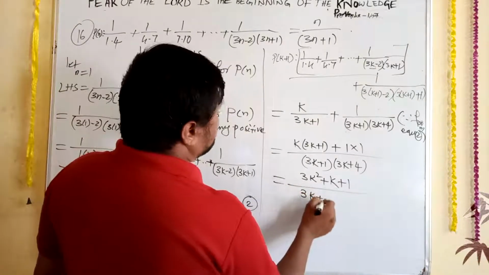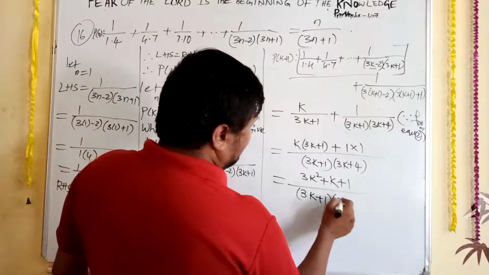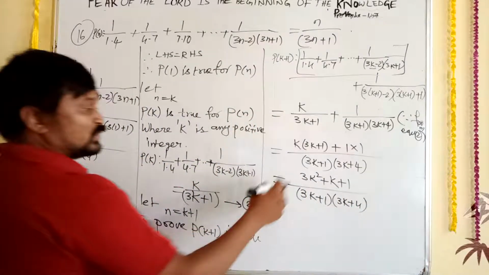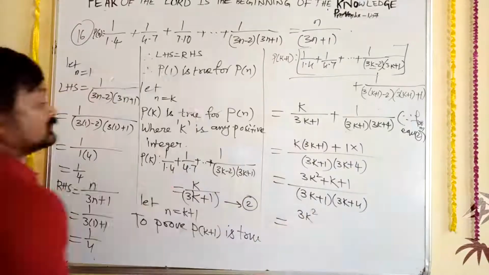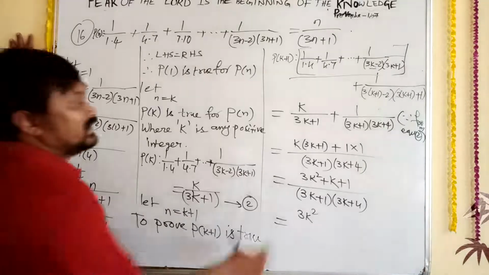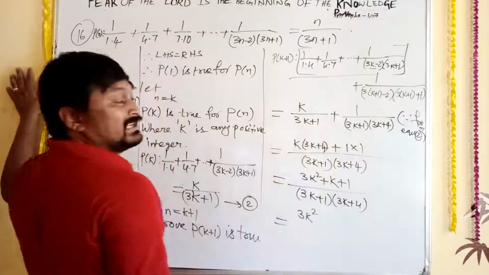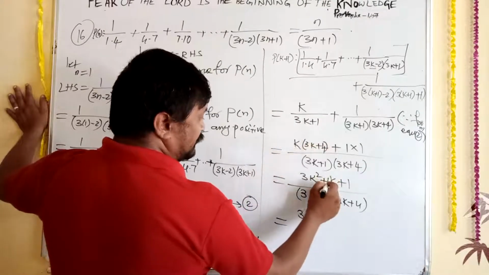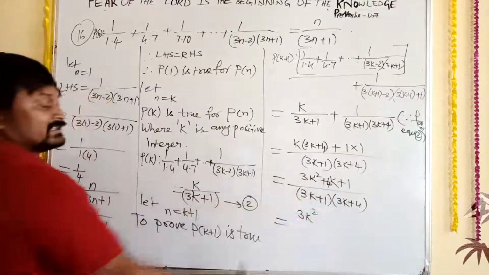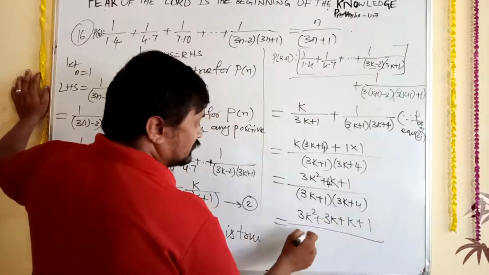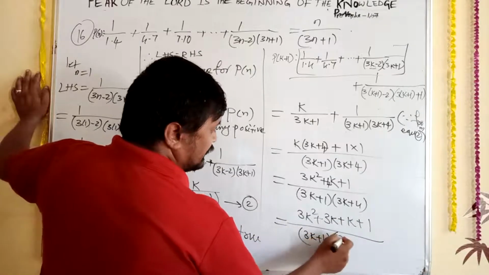Now 3k plus 1, 3k plus 4. Sorry, here it is 3k plus 4, not 3k plus 1. So 3k into k is 3k square, 4 into k is 4k. So we can write 3k square plus 3k plus k plus 1 upon (3k plus 1)(3k plus 4).